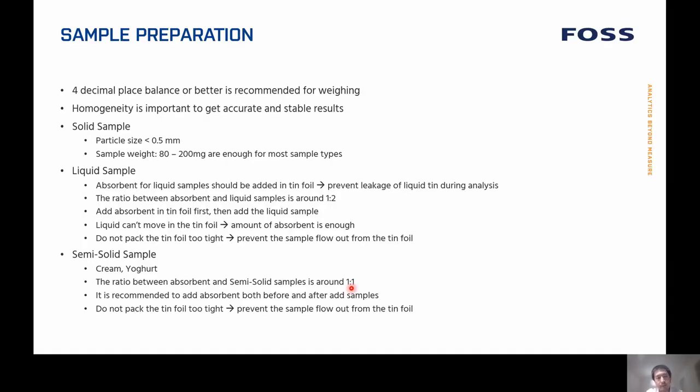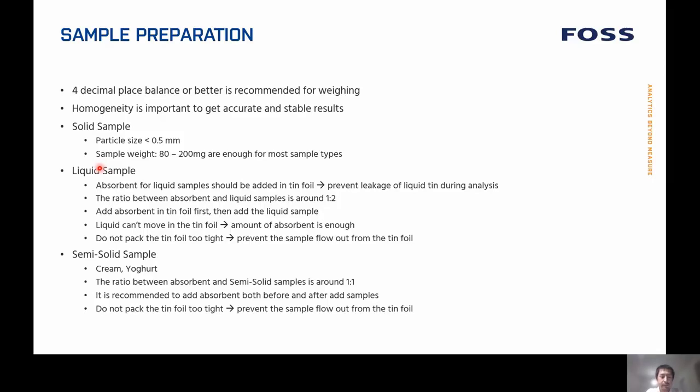The other thing here is a few requirements for handling solid samples. You must have a particle size of less than 0.5 millimeter. This is different from the Kjeldahl method. For the Kjeldahl, you can have a particle size of less than 1 millimeter, that's fine, but for the Dumas, you should have a particle size of less than 0.5 millimeter. And also the weight information: for the system we have for the Dumatec here, you should have a weight between 80 to 200 milligrams. That is used for most sample types.